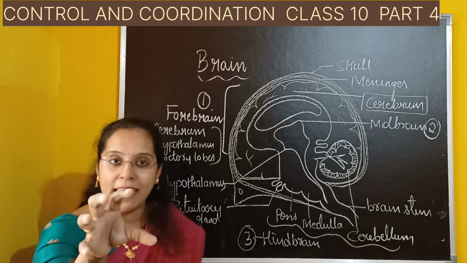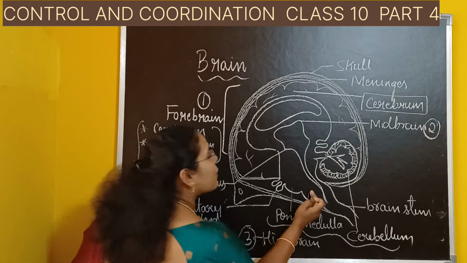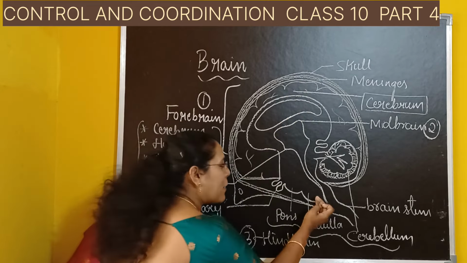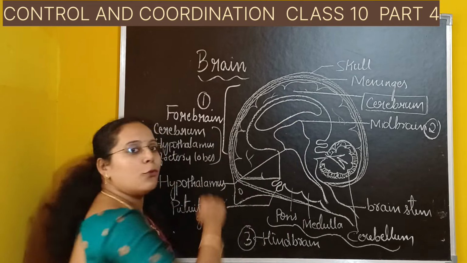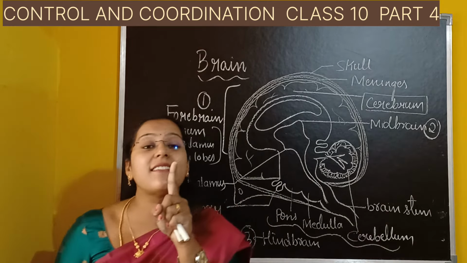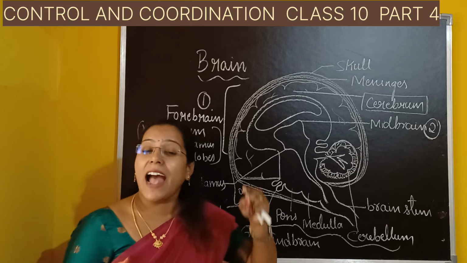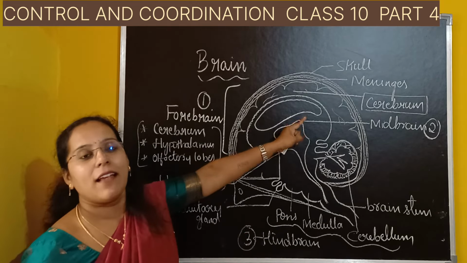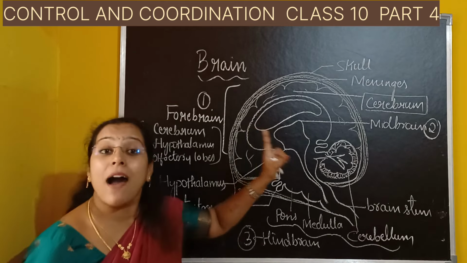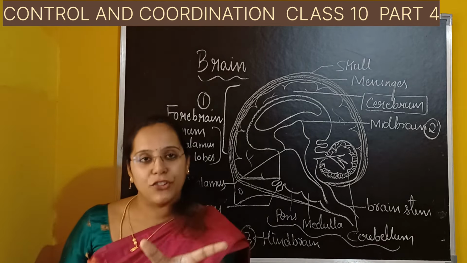It is a center area. Any information that has to move from the lower part of the brain to the upper part, or from the upper part to the lower part, has to move through this area. So I can say the midbrain is a relay station. All the sensory information that has to reach the forebrain and has to come back to the hindbrain will pass through the midbrain. It is called a relay station.